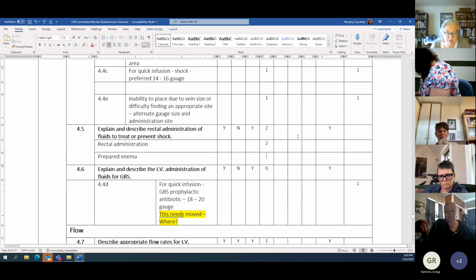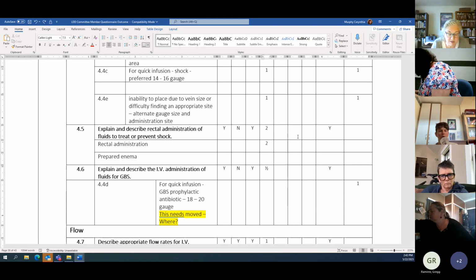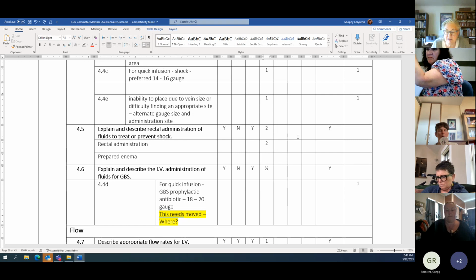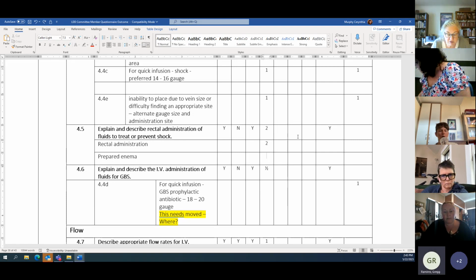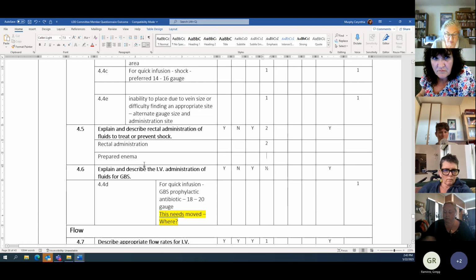So there were 2 bullet points in 4.5 under explain and describe, and then we put instructions for rectal administration of IV fluids. And we have a specific list of things to do, which isn't covered anywhere else. It's not on the skills exam. So we were wondering whether it needed to be a 2 or a 3.